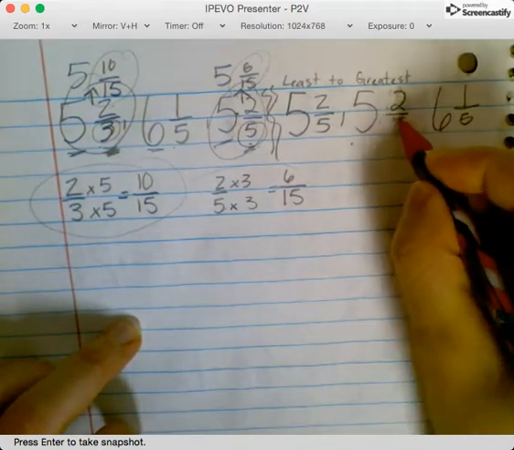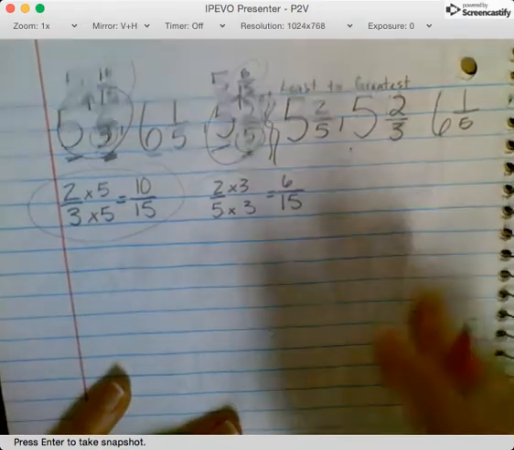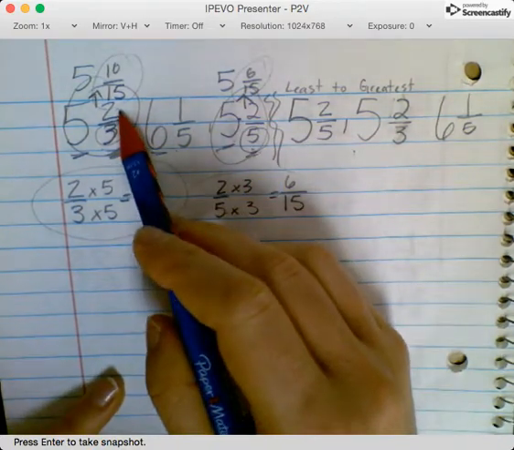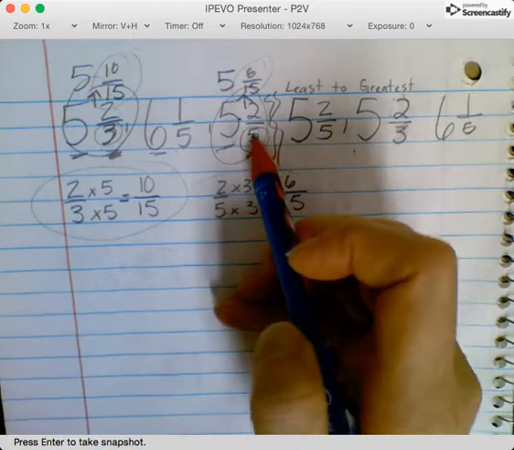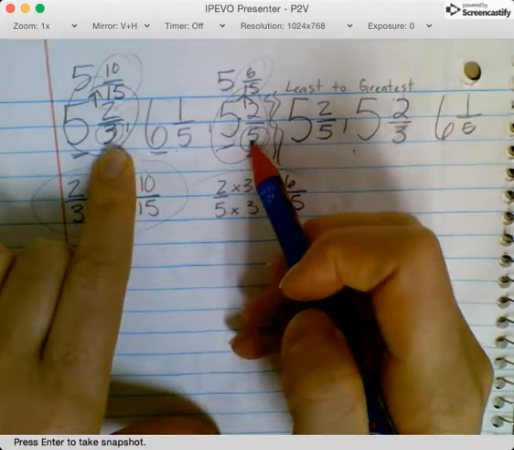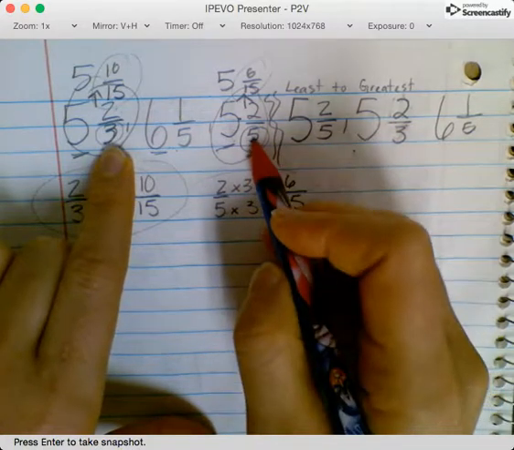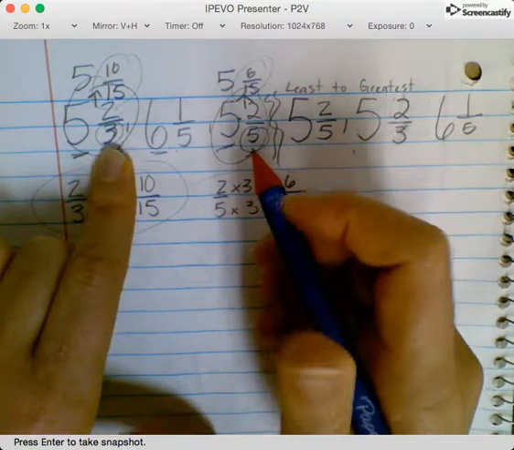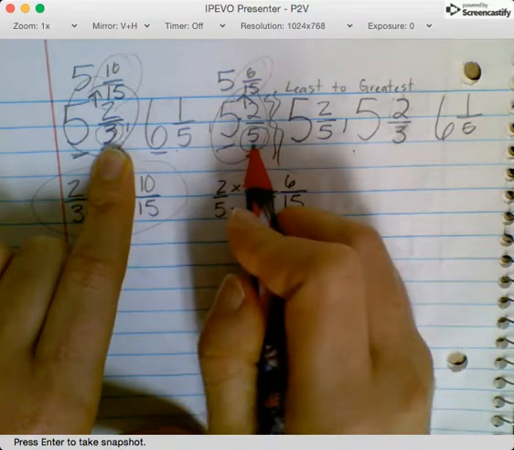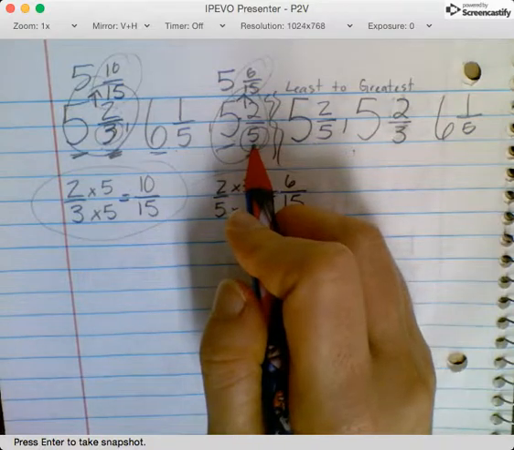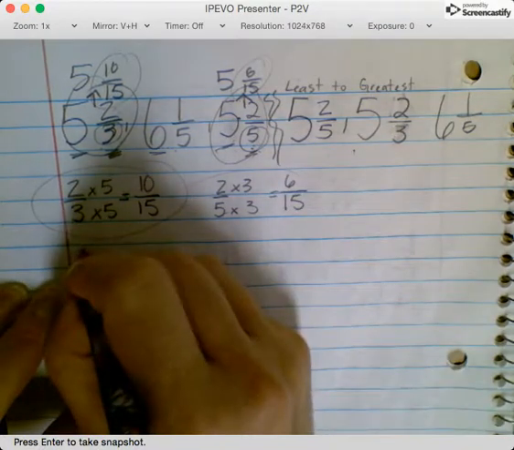Another way you can look at it is without converting, you can see that the top number is the same. And if I cut it into 3 pieces as compared to 5 pieces, my 5 pieces are going to be smaller. So that would be another way to look at it. So there's a couple of ways you could look at those. Let me do another example.